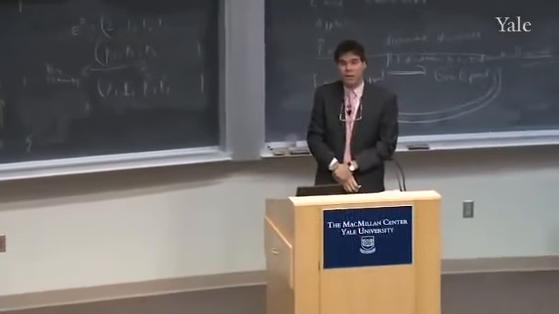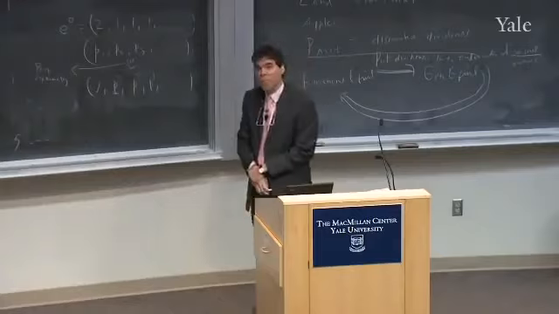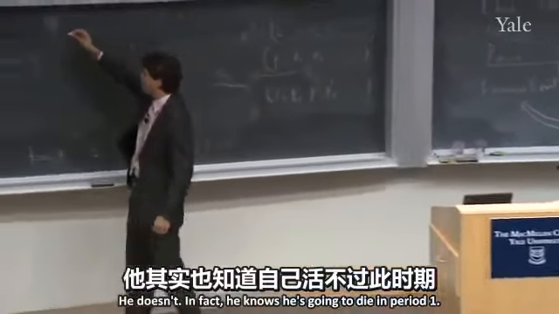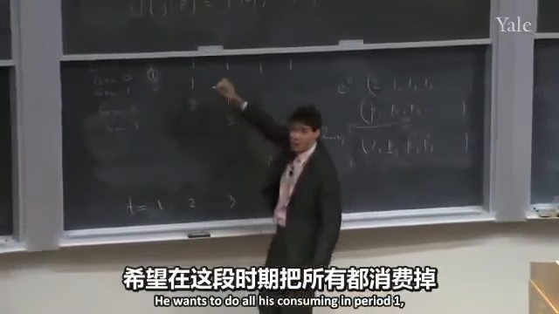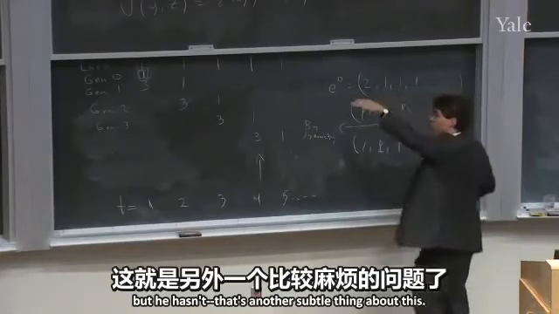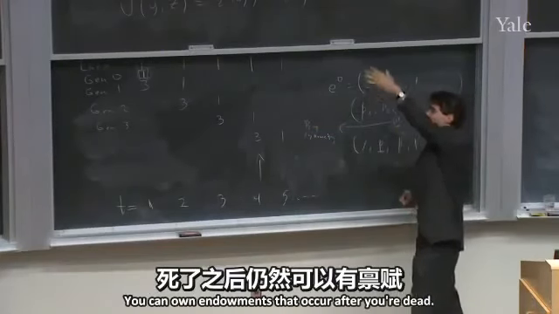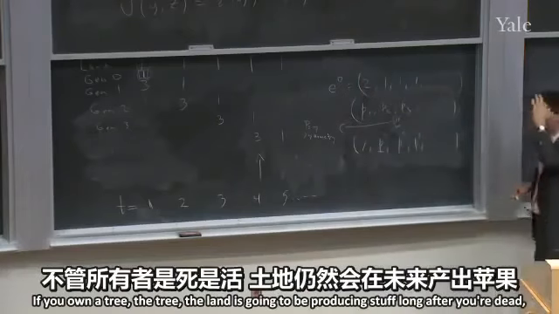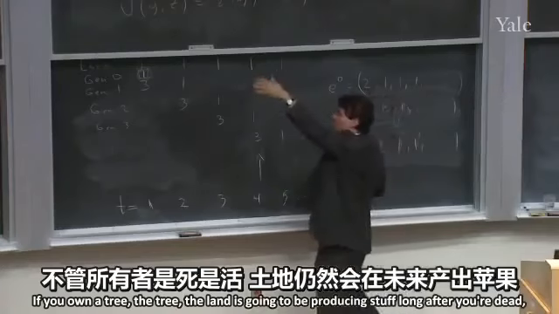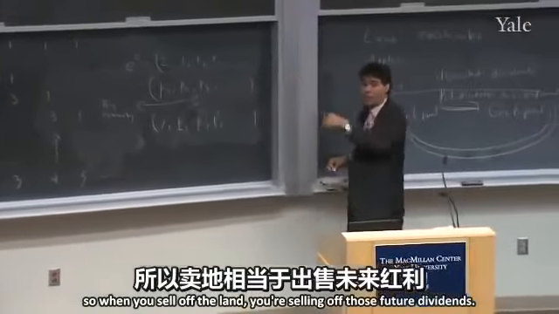Are you assuming he lives forever, or are you just saying all the future dividends are part of his endowment? Right, I'm not assuming he lives forever. He doesn't. In fact, he knows he's going to die in period 1. He wants to do all his consuming in period 1. But he has endowments. So that's another subtle thing about this. You can own endowments that occur after you're dead. If you own a tree, the land is going to be producing stuff long after you're dead. So when you sell off the land, you're selling off those future dividends.